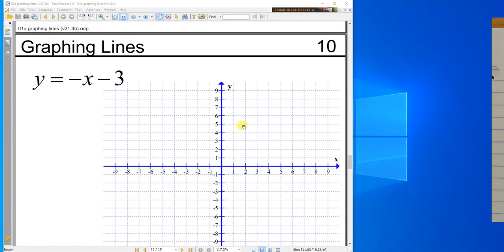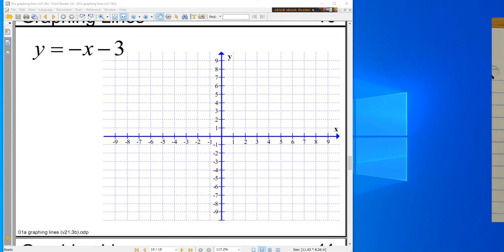There it is. Where does Liam want to start his life? Well, Liam wants to start his life at -3, which is right about here. How does Liam want to move? So it starts at -3. How does he want to move? He wants to go down 1, right?